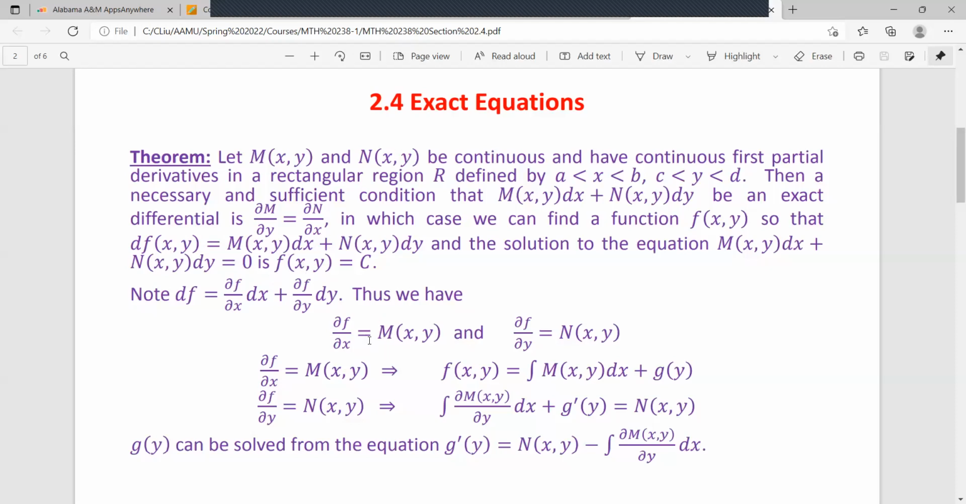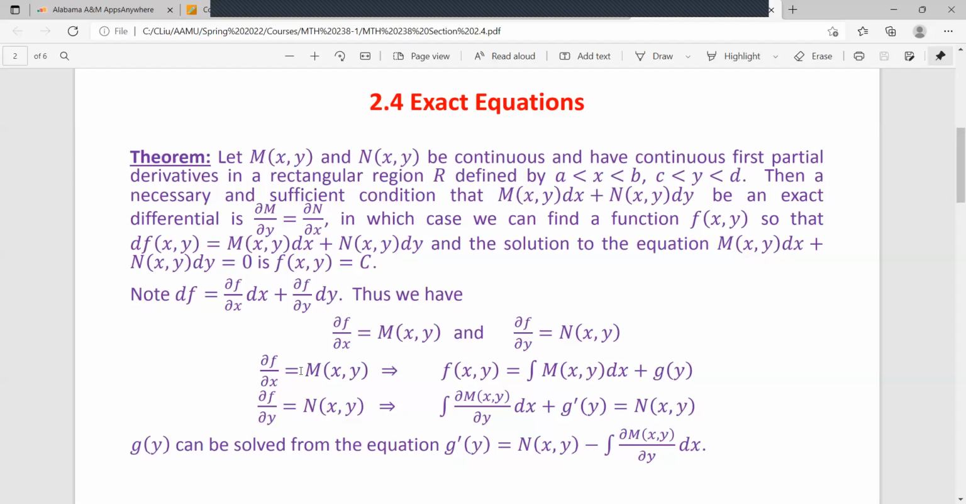Okay, so M and N are given in the problem. So remember, the differential equation is M dx plus N dy equal to 0. So M and N are the functions given in the problem. And we need to find the f from these two equations, basically. How do you do that? You just integrate one by one.